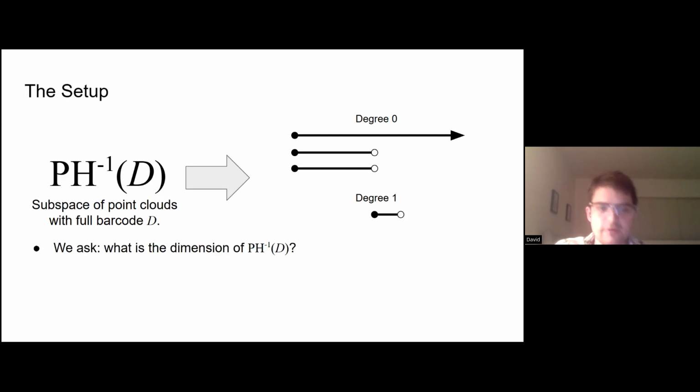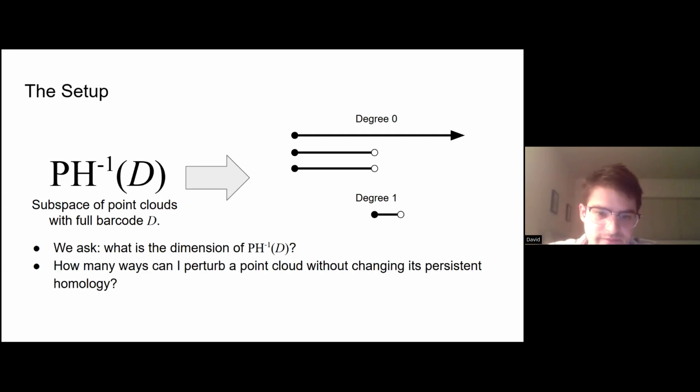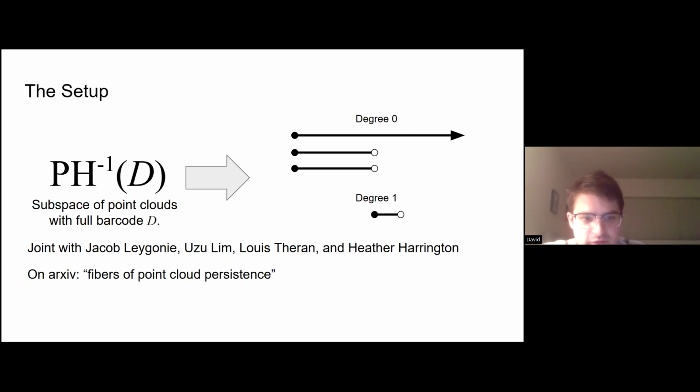And so as a proxy for asking how large the space is, I'll be looking at the dimension of this space. Okay. In particular, the reason I care about the dimension is this is telling me how many ways could I take a point cloud with a particular full barcode and perturb it without changing its persistent homology. Okay, so this is based on joint work with Jacob Leygonie, Uzu Lim, Louis Theran, and Heather Harrington. It's currently on arXiv.